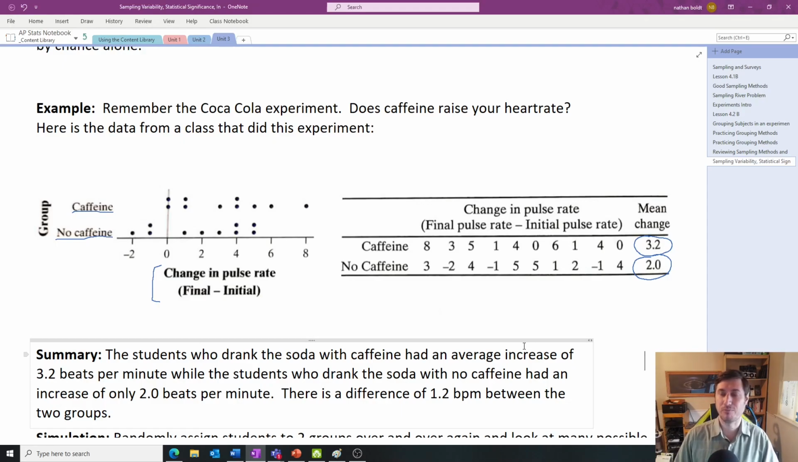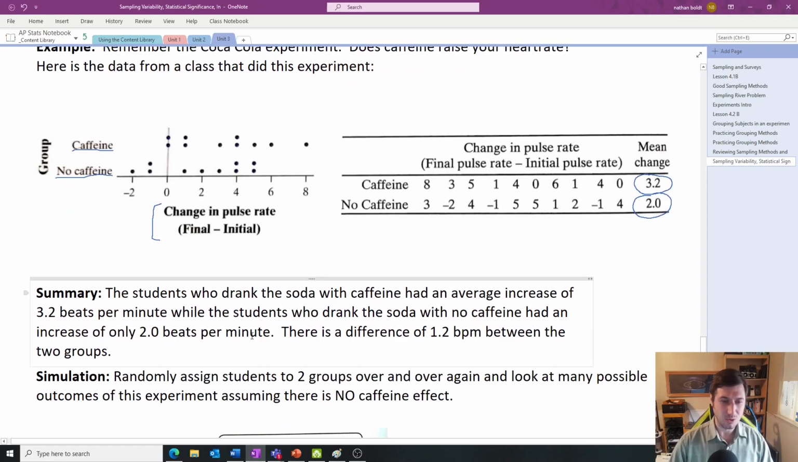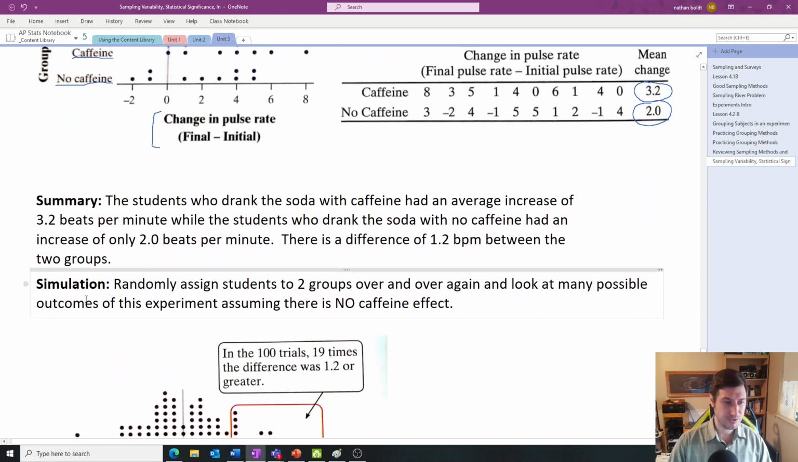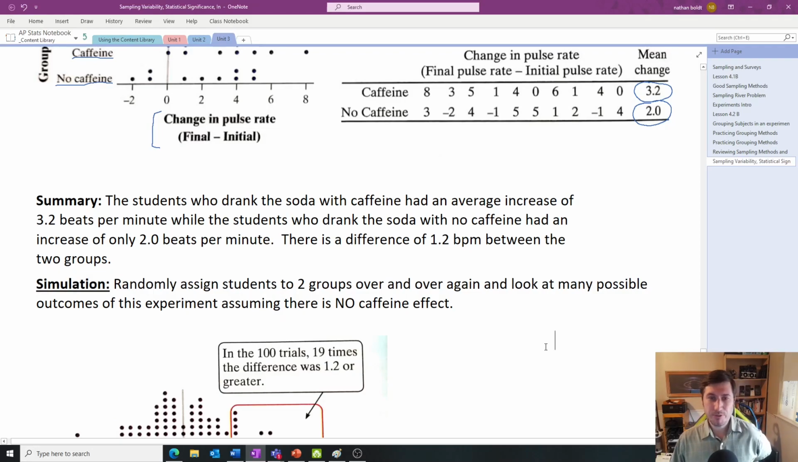We have to make that decision. And you don't just say, oh, well, I think, no. You've got to have a reason. All right, there's a way we figure this out. So one way we can do is another simulation, kind of like the simulation in our previous problem. All right, so what we're going to do is we're going to pretend that there is no difference between caffeine and no caffeine sodas.